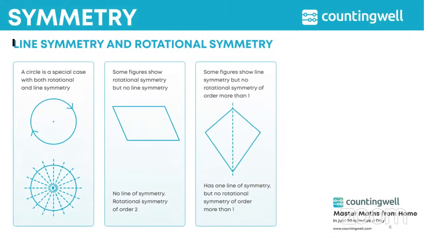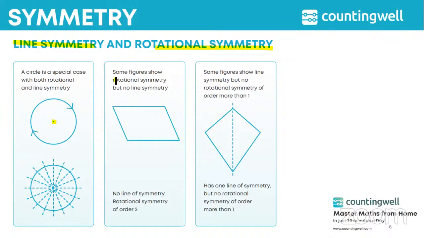Now let us see line symmetry and rotational symmetry together. A circle is a special case with both rotational and line symmetry because it has an infinite number of lines of symmetry. Here you can see all the dotted lines are lines of symmetry, and we can draw an infinite number of lines of symmetry for a circle. Also, it has rotational symmetry because no matter by what angle we rotate, the circle will look exactly the same, and the center point, which is the fixed point, is called the center of rotation.